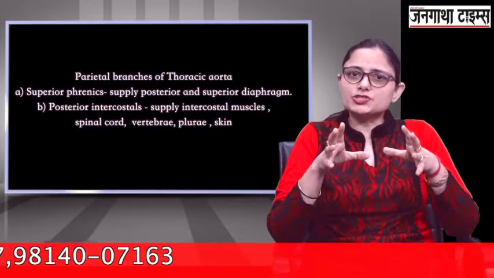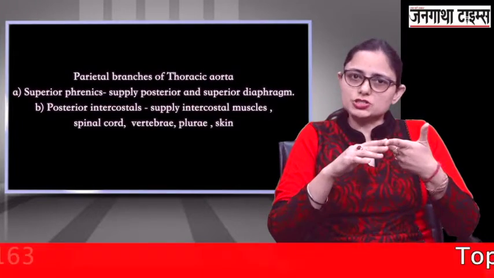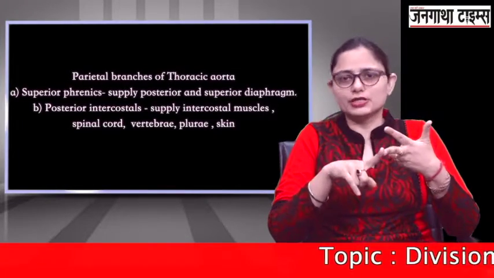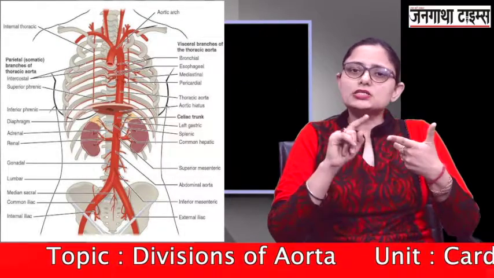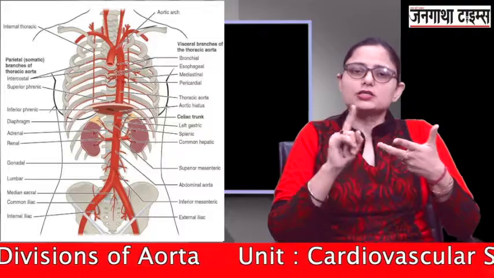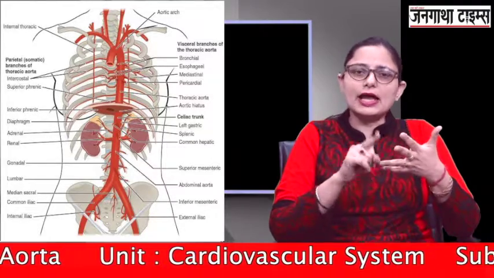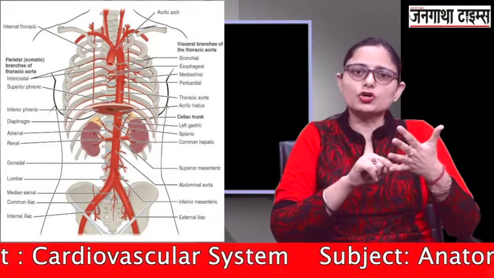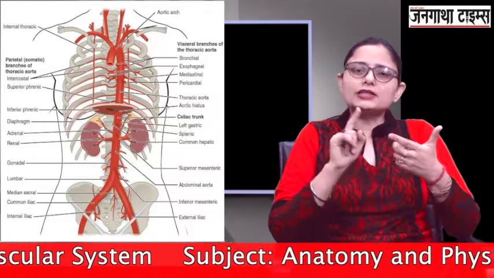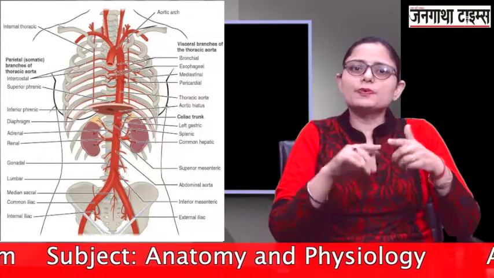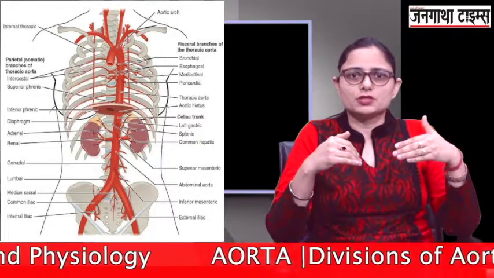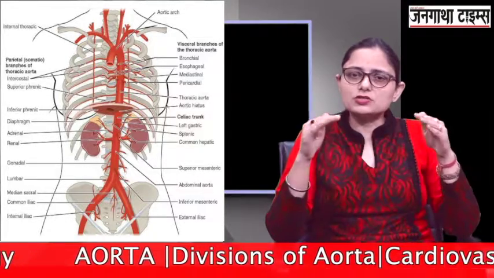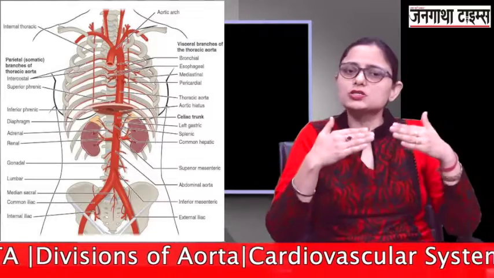The parietal branches are the posterior intercostals and the superior phrenic artery. Now the posterior intercostal arteries, they supply the intercostal muscles, the spinal cord, the skin and the pleurae. The pleurae are the covering of the lungs. And the superior phrenics, they supply the superior part of the diaphragm and the posterior part of the diaphragm. The superior part of the diaphragm is that part which is towards the thorax.